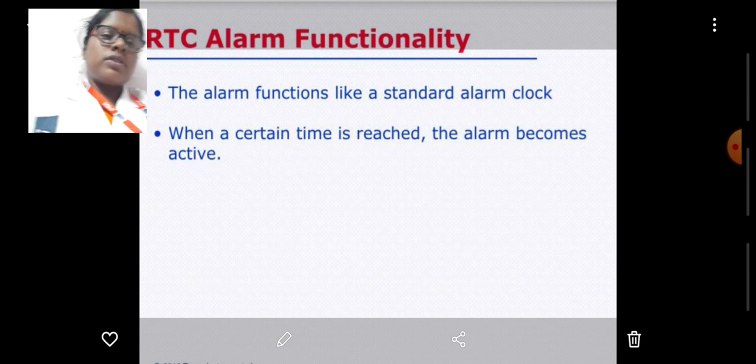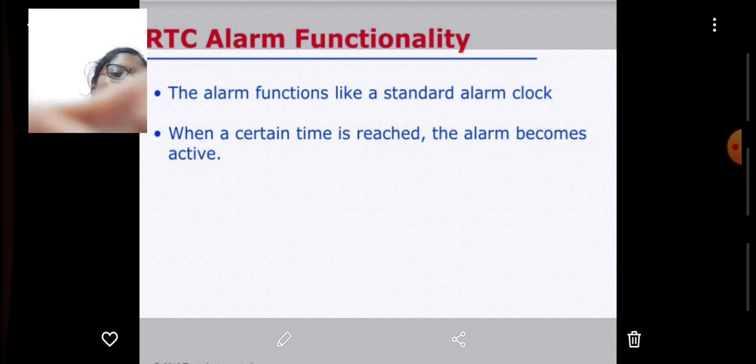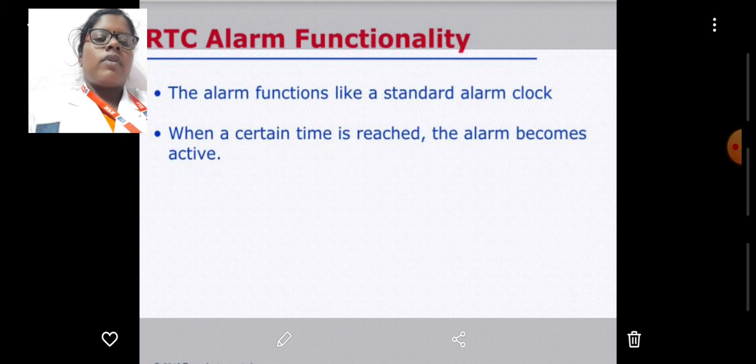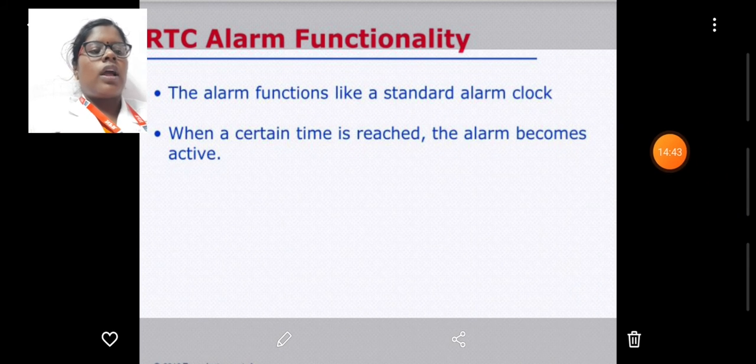The functionality of RTC alarm. The alarm functions like a standard alarm clock. When a certain time is reached, the alarm becomes active.